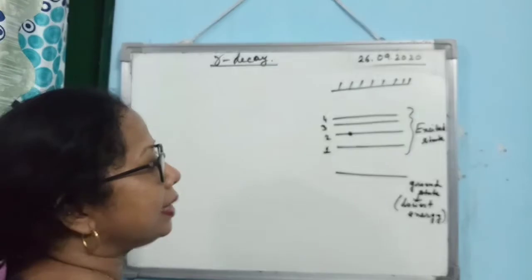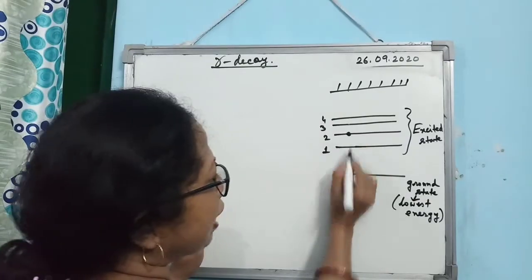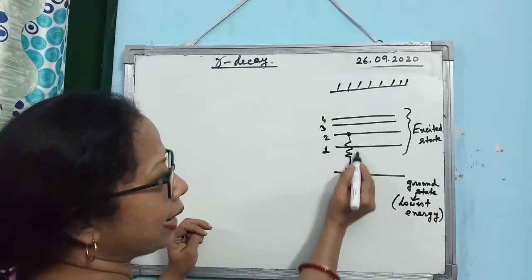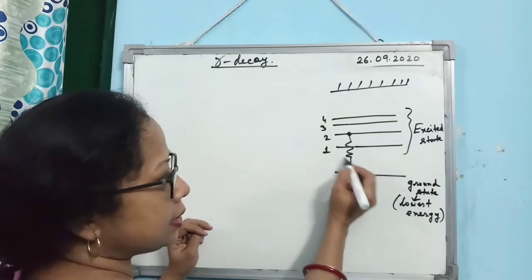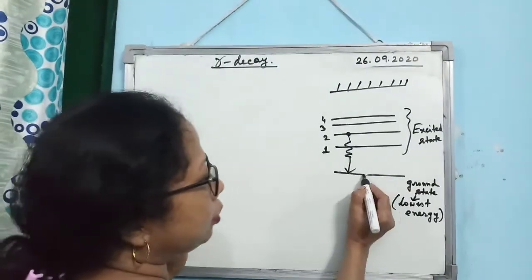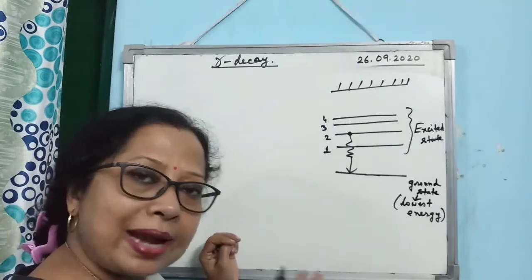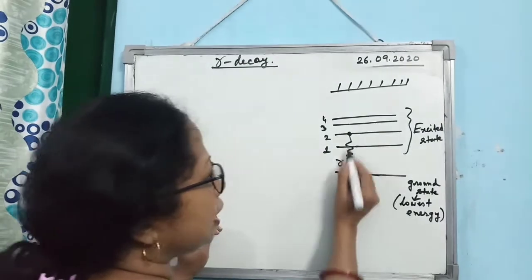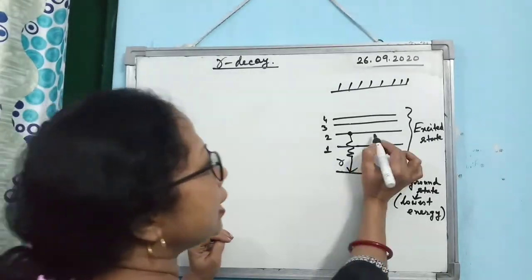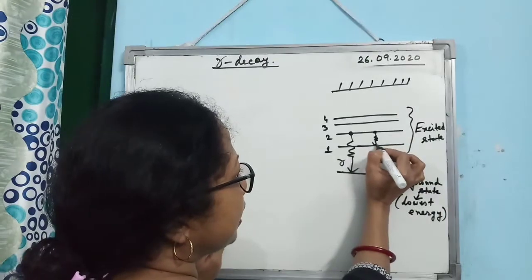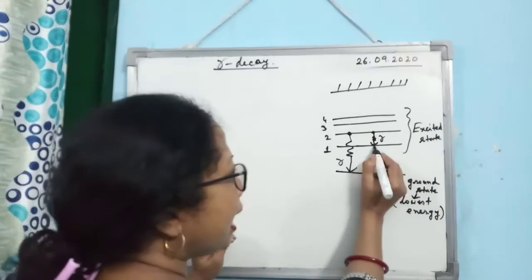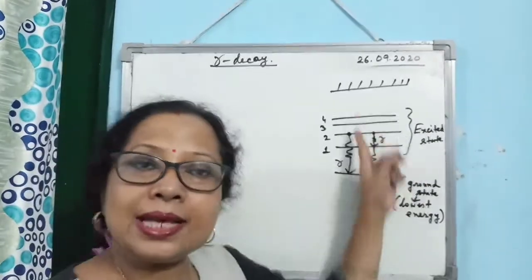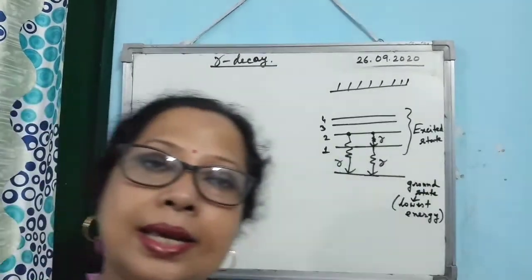The nucleus does the same thing. If it jumps to the ground state, it emits the extra energy in the form of electromagnetic radiation. This is the waveform, the electromagnetic radiation, and the nucleus comes to the ground state. It is just spending its extra energy in the form of emission of a gamma. So here you get one gamma ray. The nucleus may also do it like this: it may come here first, so you get one gamma ray, and again from here jumping to the ground, you get another gamma ray. This is the way gamma decay takes place.